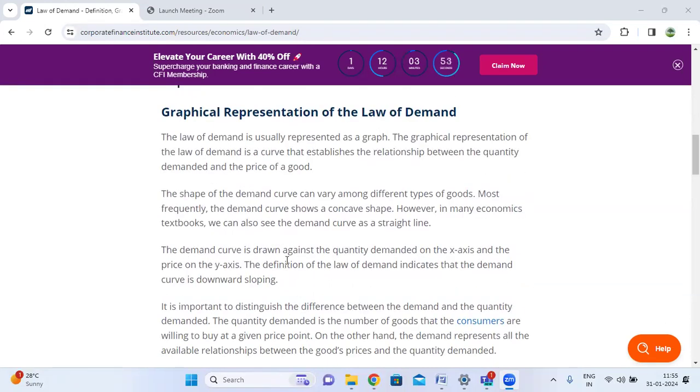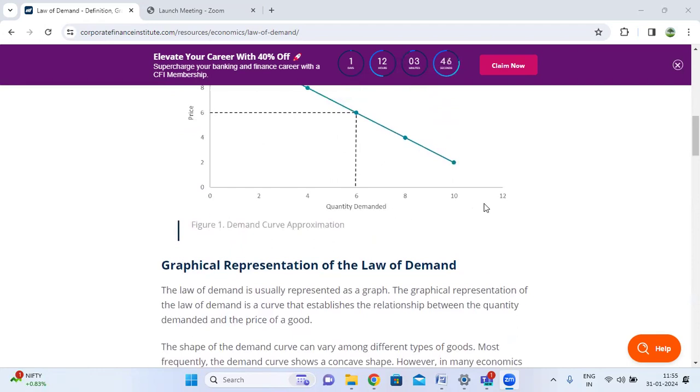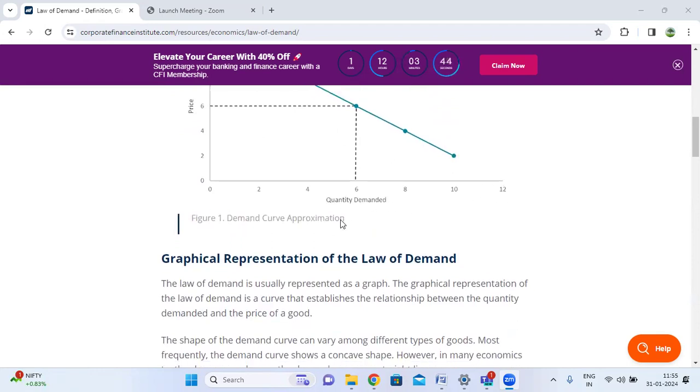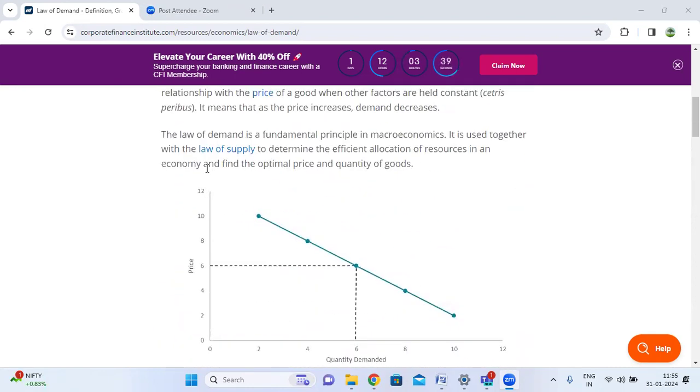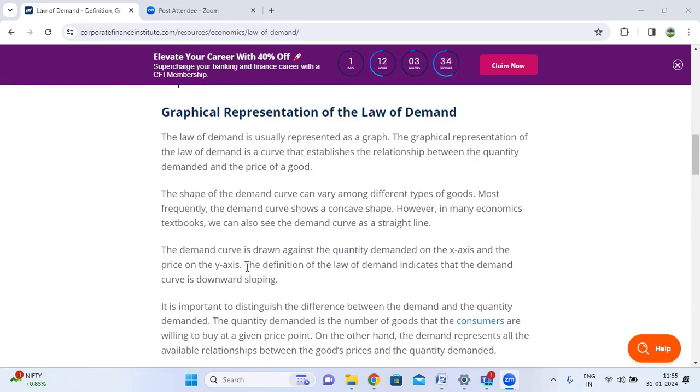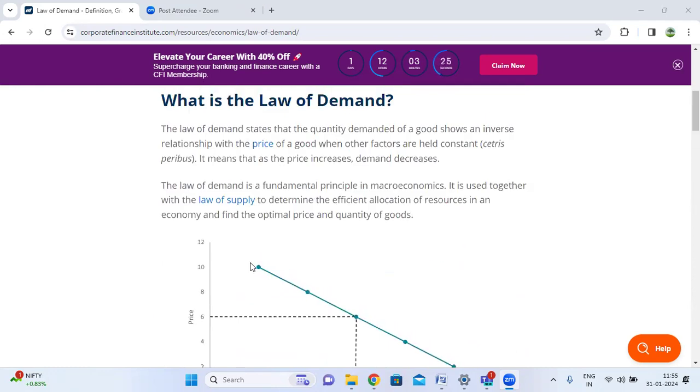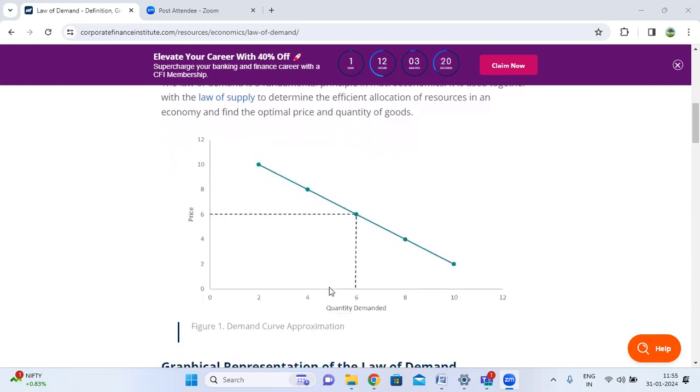The demand curve is drawn with the quantity demanded on the x-axis and price on the y-axis. The definition of the law of demand indicates that the demand curve is downward sloping.